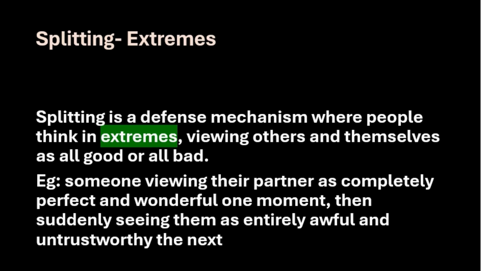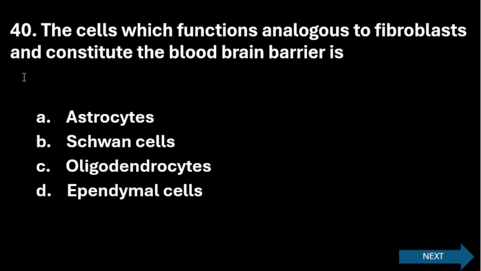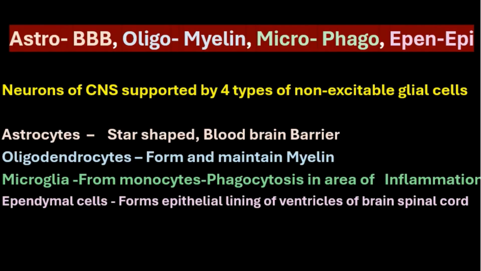Next question. The cells which function analogous to fibroblasts and constitute the blood-brain barrier are: option A, astrocytes; option B, Schwann cells; option C, oligodendrocytes; and option D, ependymal cells. So here we can see the right answer is option A, astrocytes. You can see the types of neurons of the CNS. There are 4 types of non-excitable glial cells. These are all the glial cells: astrocyte, oligodendrocyte, microglia, and ependymal cells.